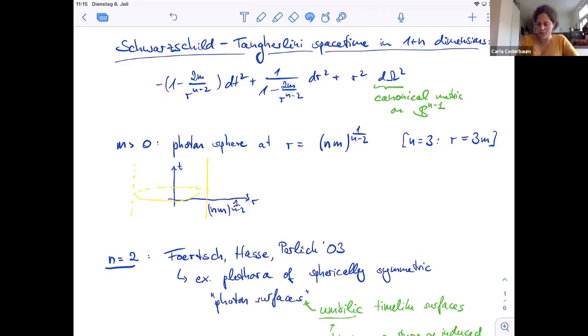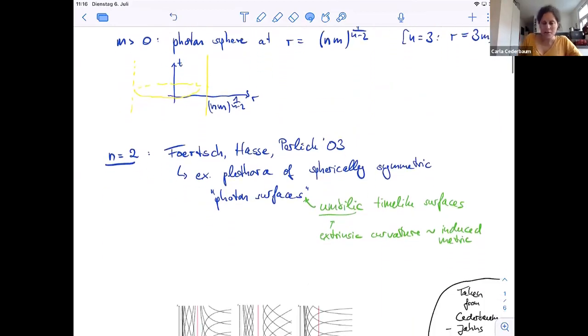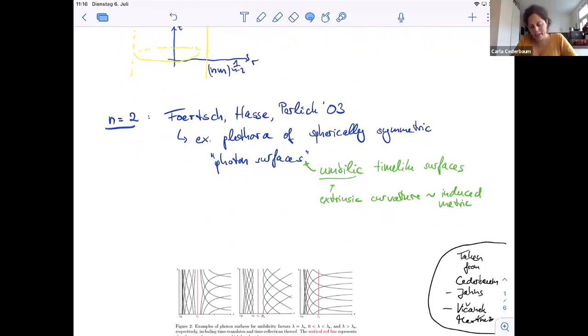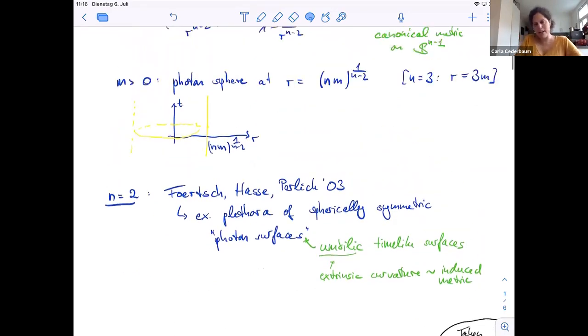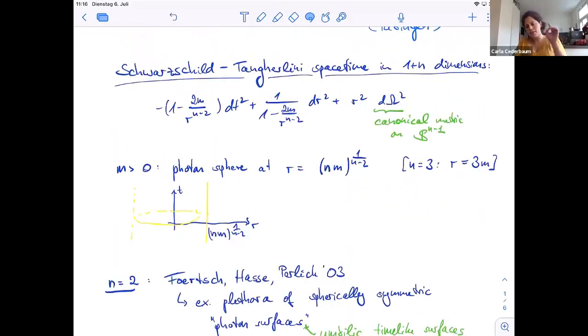In higher dimensions, this is the formula that produces the very same phenomenon for positive mass, and n is the spatial dimension here. In 2003, Förster, Hasse, and Volker-Perlich considered this spacetime in the case of n equals 2, so where the sphere is just a circle.